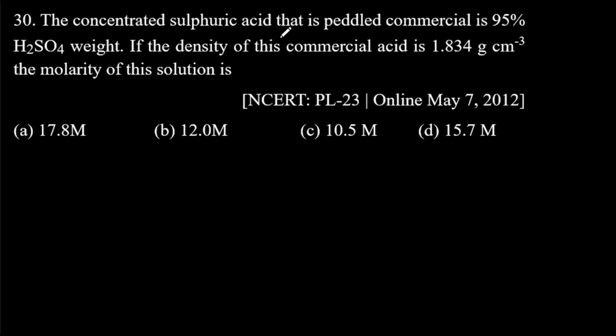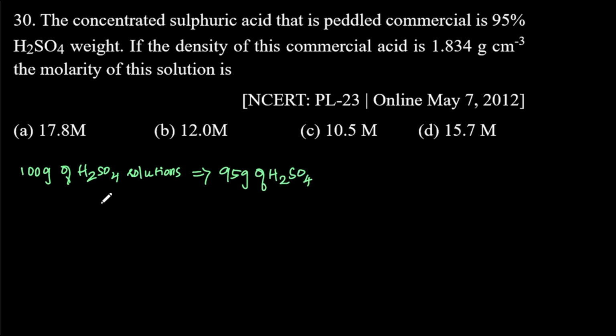The concentrated sulfuric acid that is sold commercially is 95% H2SO4 by weight. So here the mass percentage is given as 95% H2SO4 by weight. From this we can write that 100 grams of H2SO4 solution contains 95 grams of H2SO4 by weight. So from this statement, the mass of the solution as well as the mass of the solute is known. The next part of the question tells that the density of this commercial acid is 1.834 gram per centimeter cube, and asks for the molarity of this solution.